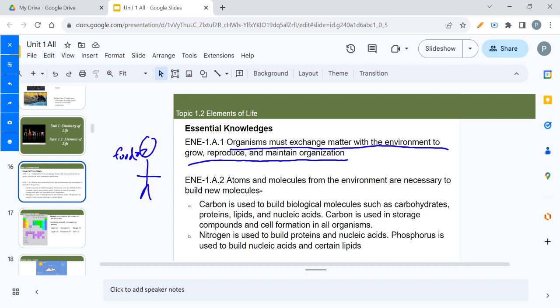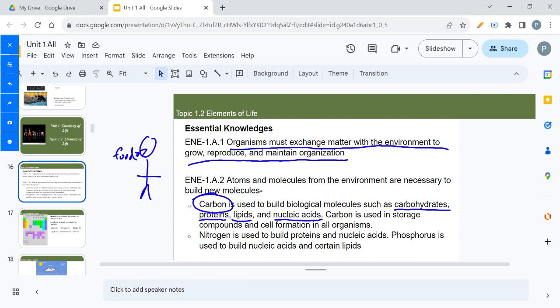Atoms and molecules from the environment are necessary to build new molecules. We are going to spend a lot of time talking about this guy, carbon. Carbon is by far the most important atom when it comes down to building these molecules because it makes all of our biomolecules, our carbs, our proteins, our lipids, and our nucleic acids. We're going to be explaining specifically how it's able to do that.